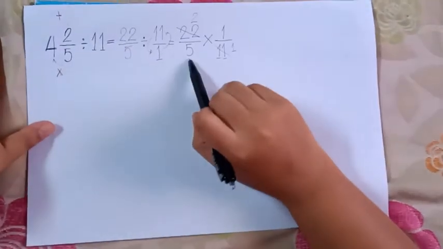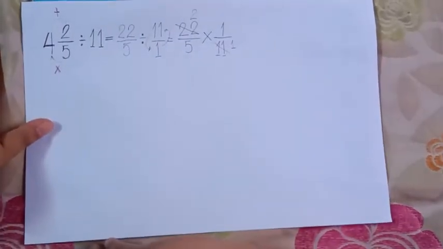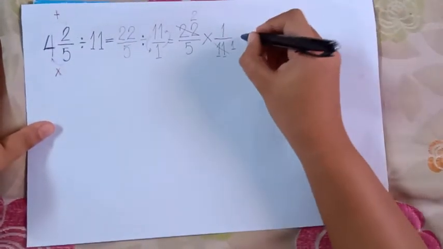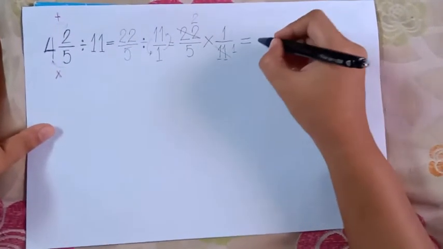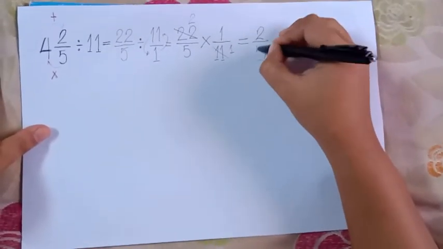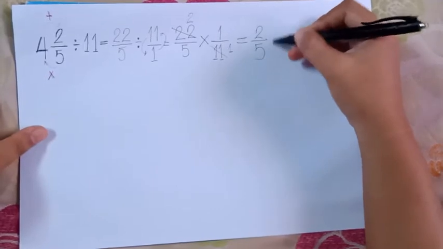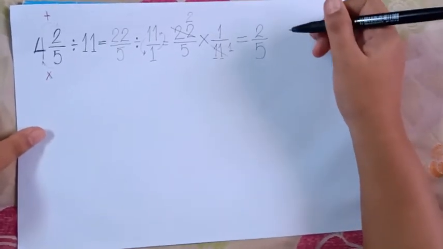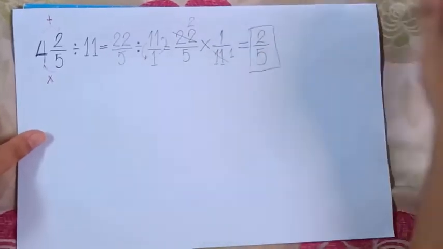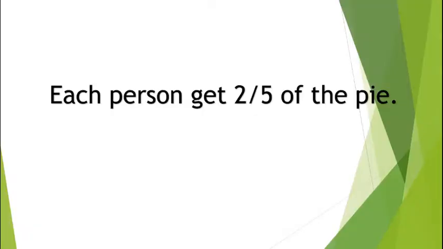So, how about 5 and 1? There is no common divisor, so we can now simply multiply directly. 2 times 1, that is 2. 5 times 1, it's 5. Do we have any divisible between 2 and 5? No more. So the answer would be 2/5. So we can say that each person can get 2/5 of the pie.